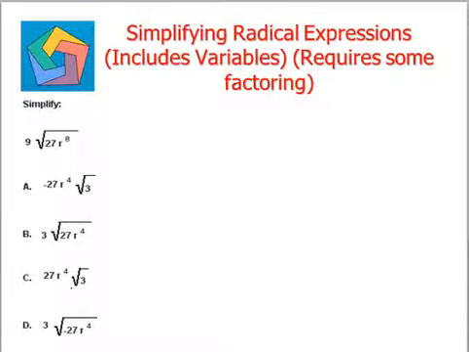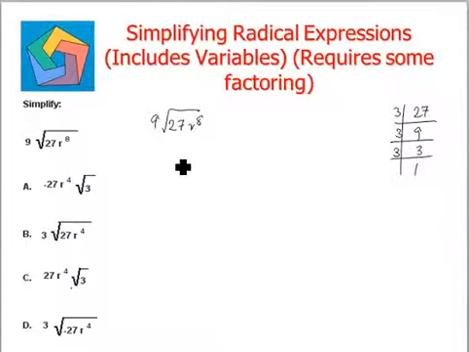The first question says simplify, and we're given 9 square root of 27 r to the power of 8. When no index is given, we assume that this is a square root. So we'll find the factors of 27 as we had written in step 1. Here it cannot be divided by 2, so we start with 3. 27 divided by 3 is 9. 9 divided by 3 is 3, and 3 divided by 3 is 1. So 27 can be written as 3 times 3 times 3.